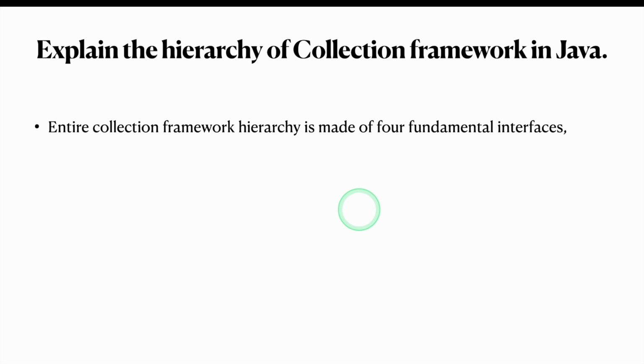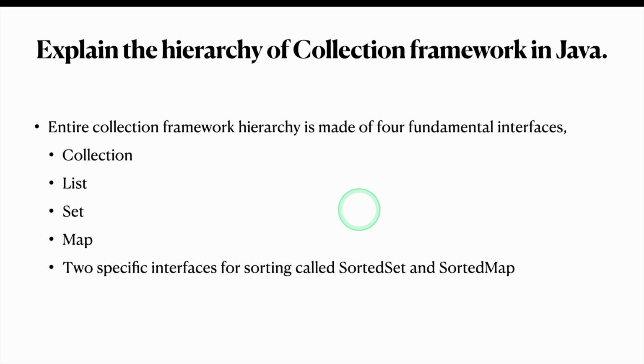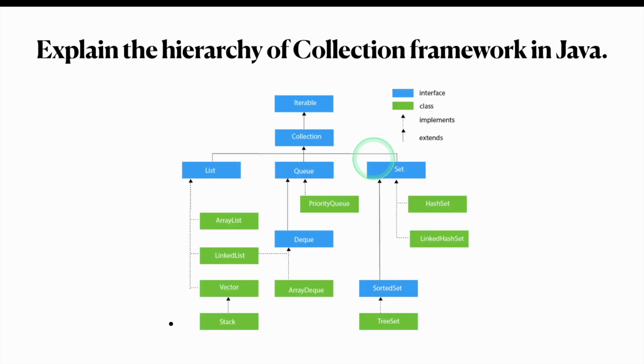The entire collection framework hierarchy is made of 4 fundamental interfaces, which are collection, list, set, and map. And 2 specific interfaces for sorting called sorted map and sorted set. And you'll see at the top there is the iterable interface, which allows the user to iterate on every collection that is extending from this interface. The collection extends the iterable interface, and then list, queue, and set extend the collection interface. Then the implementations of lists are ArrayList, LinkedList, Vector, and Stack.